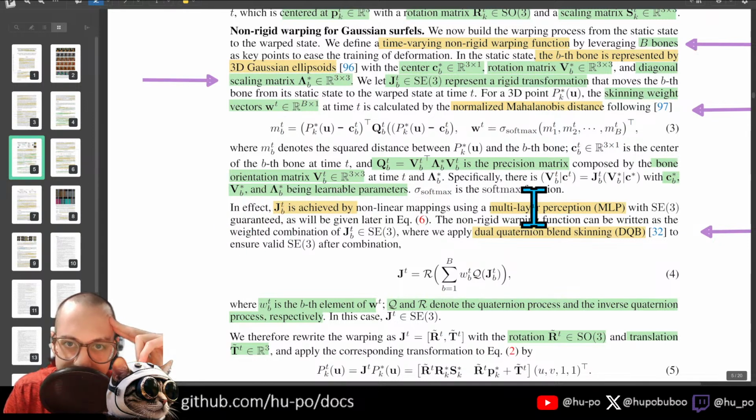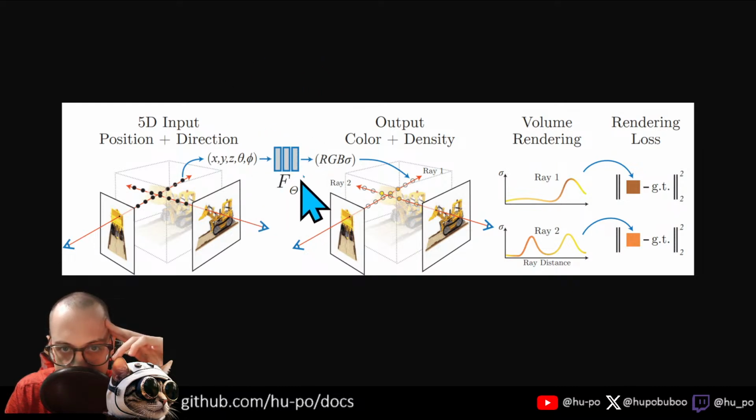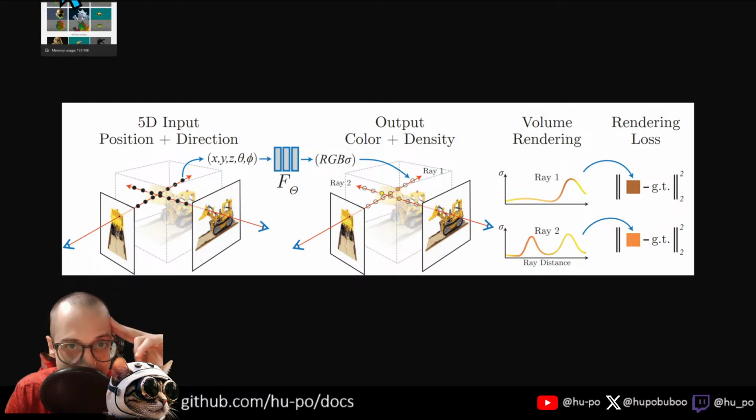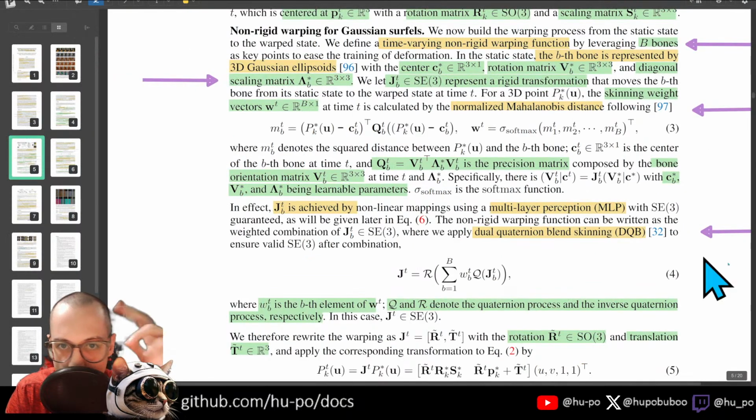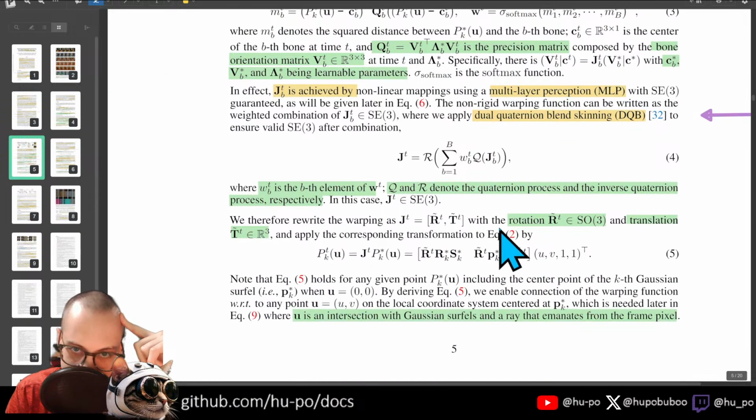JTB is achieved by a multi-layer perceptron. The MLP strikes back. So in a way, this is actually kind of like a little NeRF, because the little multi-layer perceptron is kind of how you're determining this warping. So no matter what, we can't seem to run away from these implicit representations of, in this case, the warping. Okay, they're going to be applying dual quaternion blend skinning.